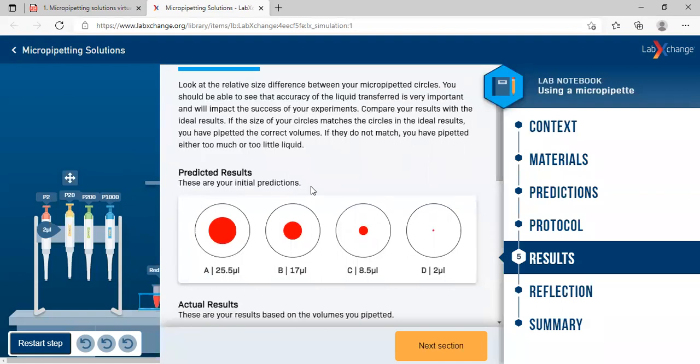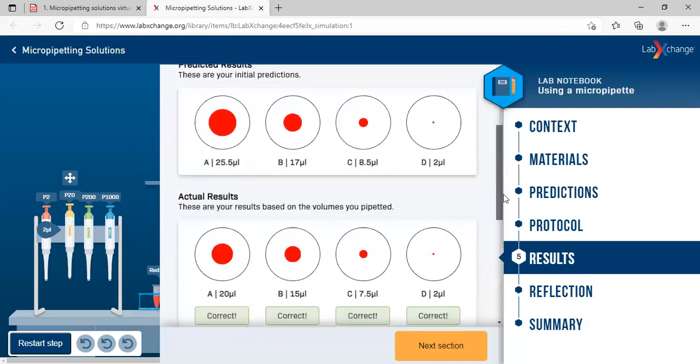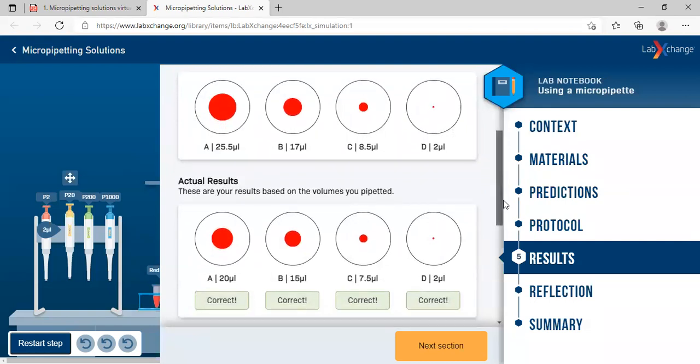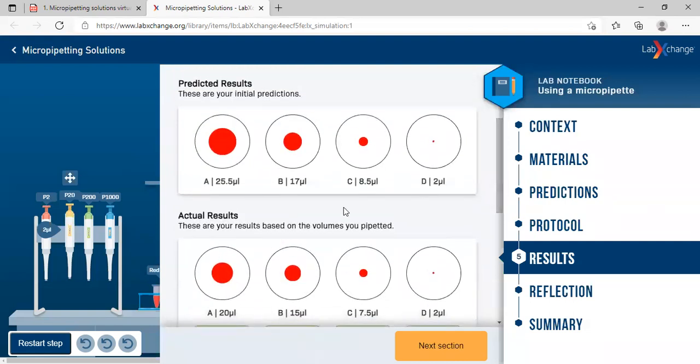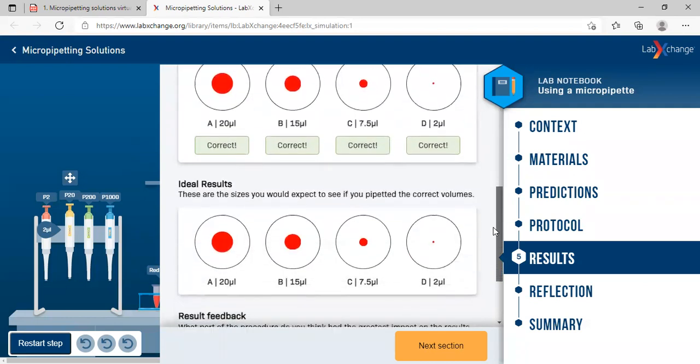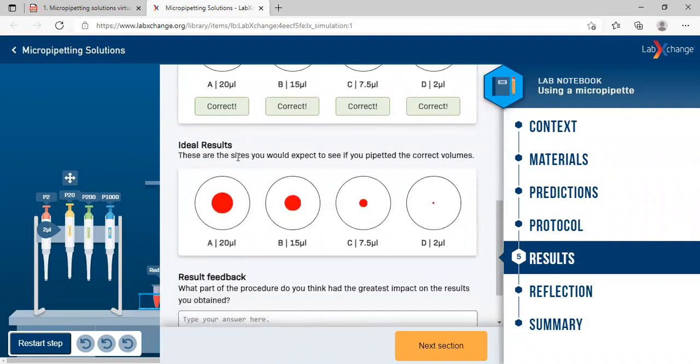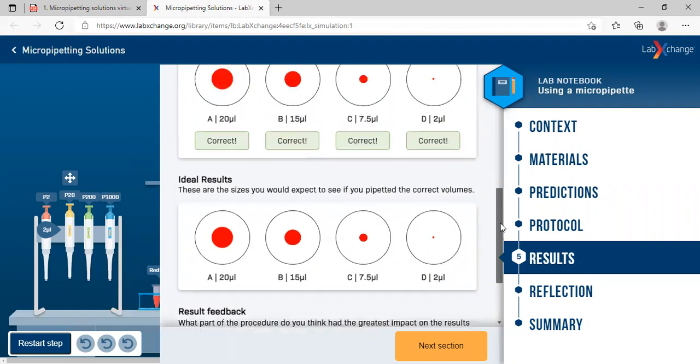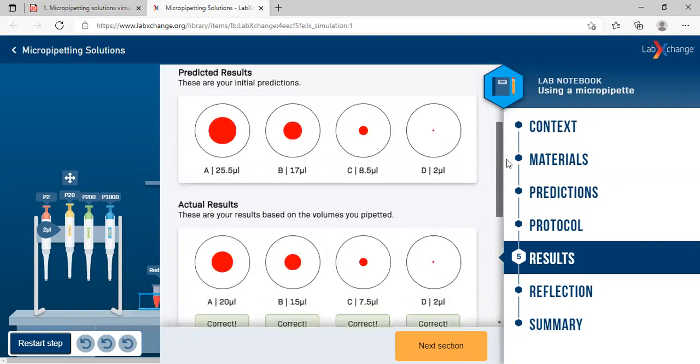So these are the predicted results, what I said they would look like. And the actual results, they're all correct, it seems. Based on the volumes I pipetted, they are all correct compared to the ones I predicted. So that's good to see. The ideal results are the sizes you would expect to see if you pipetted the correct volumes, which I did because it says correct.